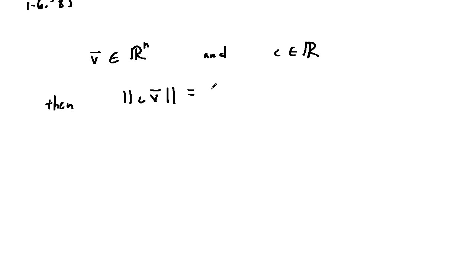Now, in general, if v is a vector in Rn and c is a scalar, just a real number, then the norm, which is the length of c times v, is equal to the absolute value of c times the length of v. So that's that scaling factor right there, the absolute value of the scalar c.